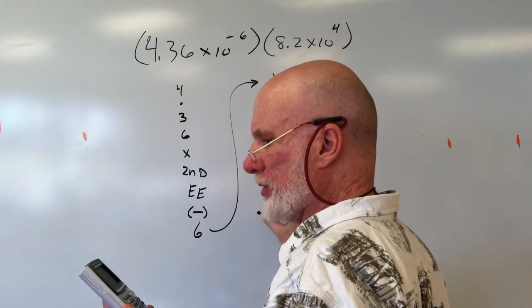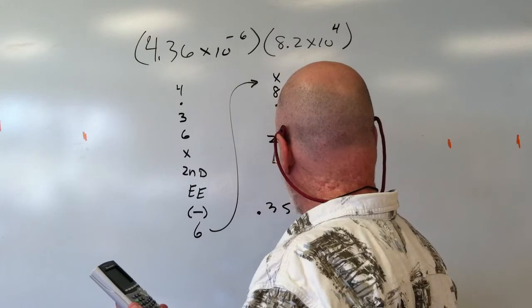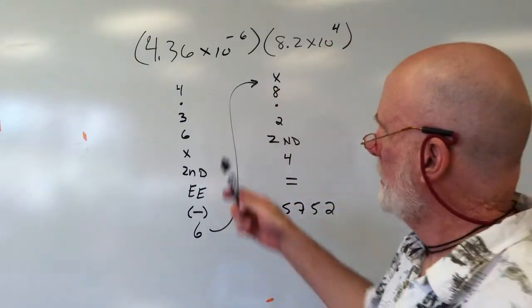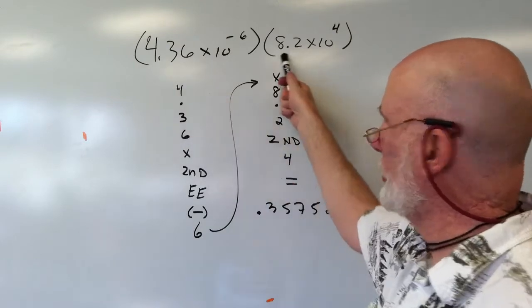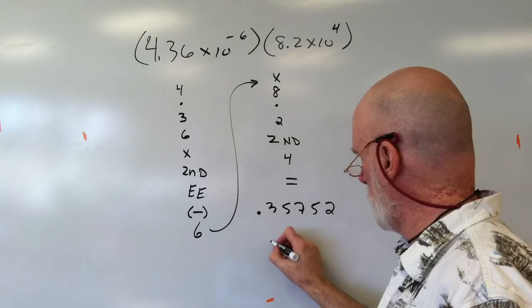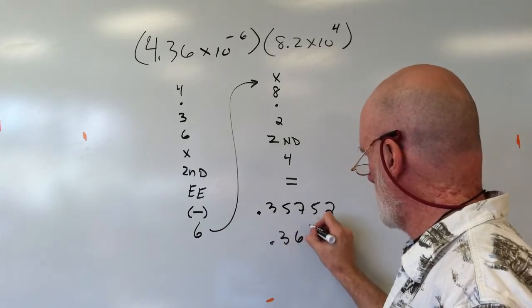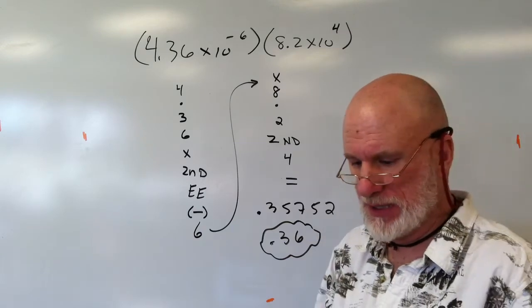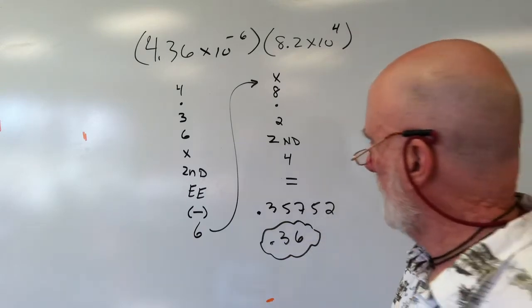So the answer is 0.35752. Now that would be incorrect to put that. See, I have 3 significant figures times 2, so I can only have 2 in my answer. Okay? So it's going to be 0.36. Okay? That's the answer, 0.36. So you have to round it.